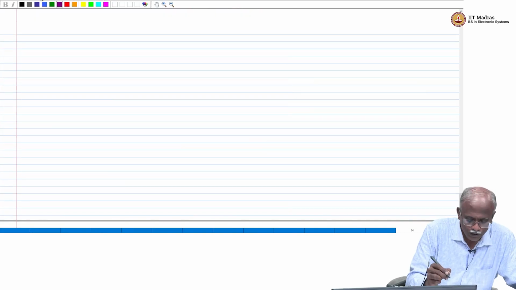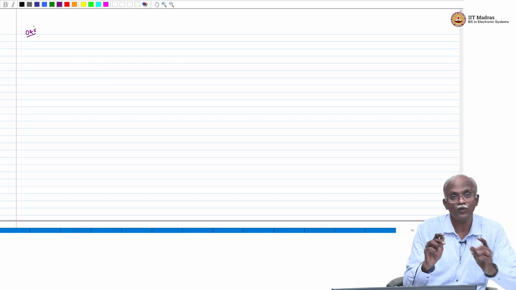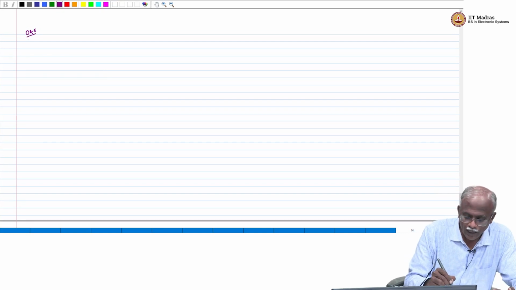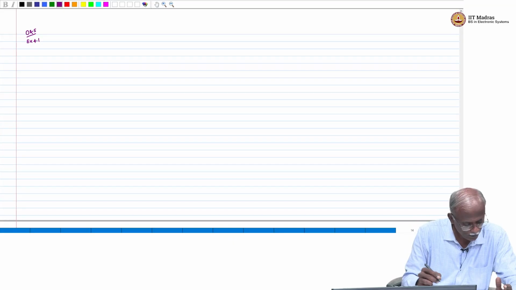So, let me give you the example. This is an example that is found in the textbook. ONS stands for Oppenheim and Schafer. You can look at example 1 that is there in chapter 4. Chapter 4 is a chapter on sampling. This is example number 1.